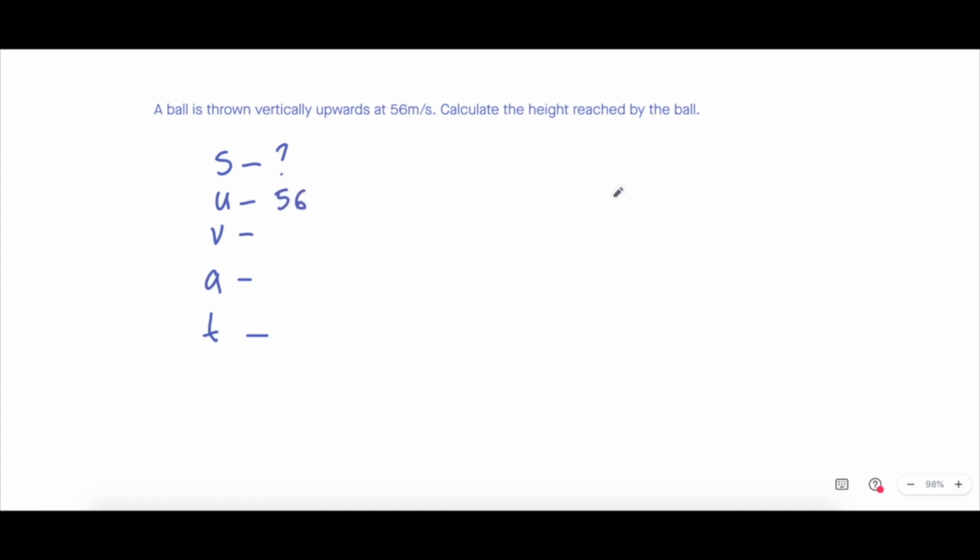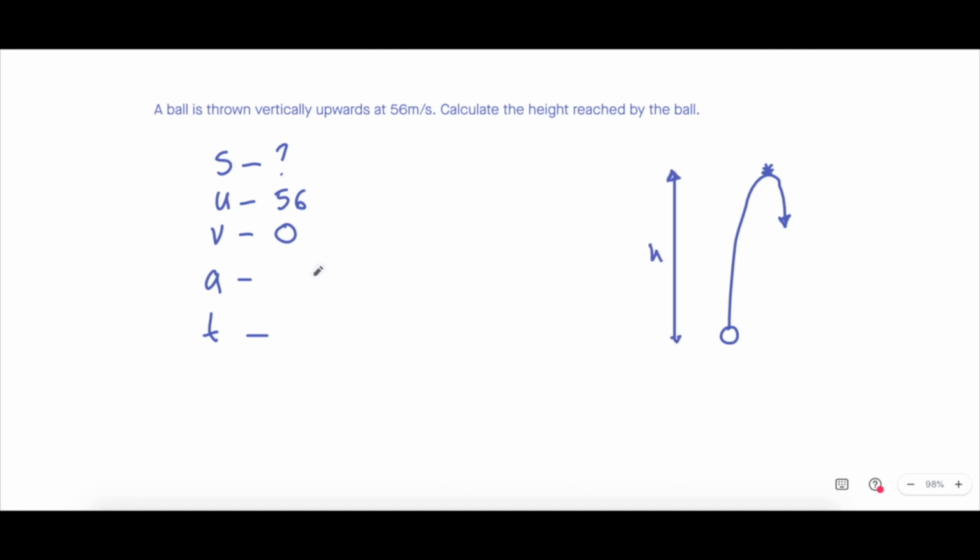Because it's the maximum height reached by the ball, at that point it's going to be at the top of its jump, and that's the point at which the ball will change direction. So when the ball is being thrown up, it changes direction at this point here. That means the velocity at this point is going from positive to negative, so it must be 0 at the highest point. So v you can take as 0, because we're trying to calculate this height here.